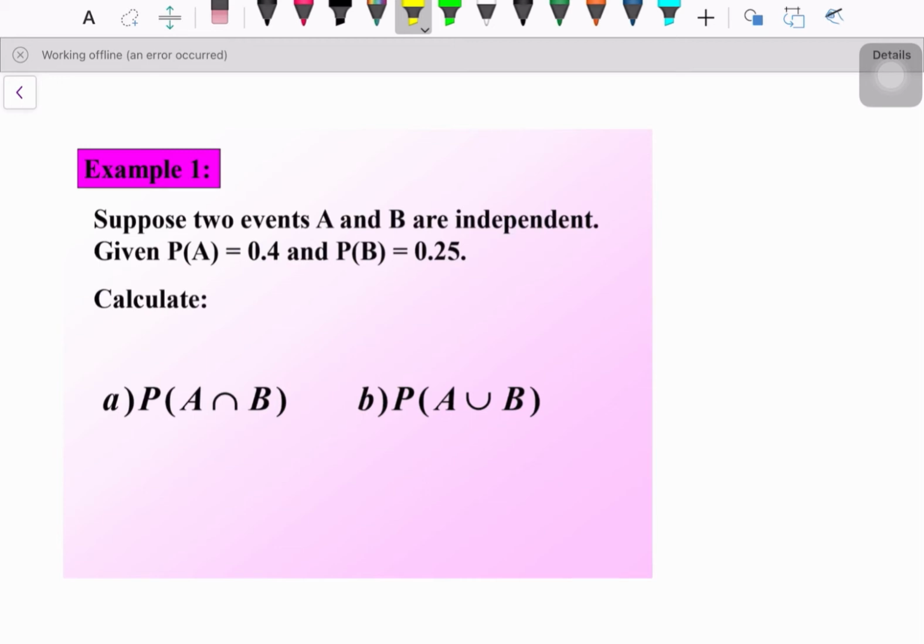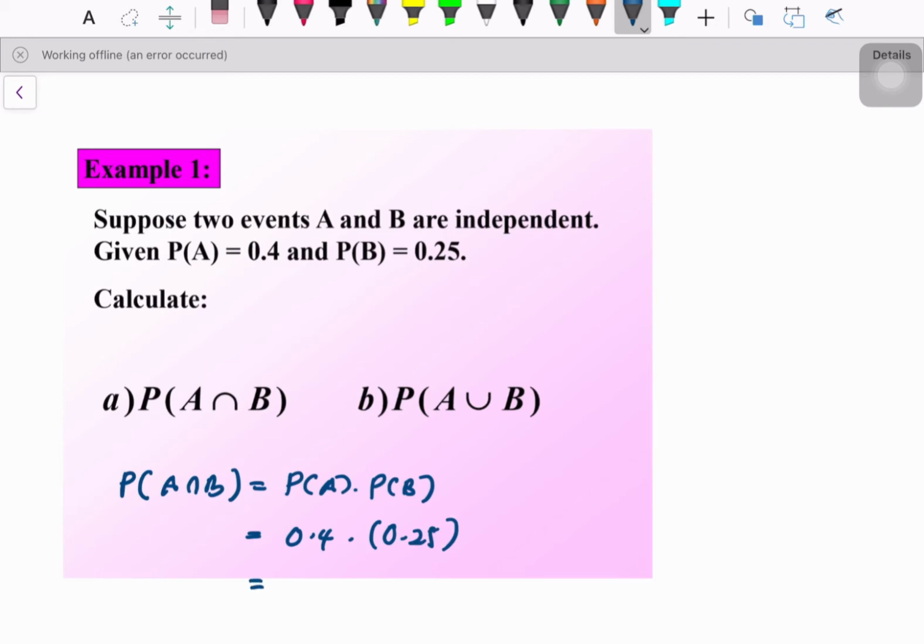Now we know that these two events are independent, so let's start by finding the probability of A intersect B. Since these two events are independent of each other, the probability of A intersect B is equivalent to the probability of A times the probability of B. Therefore this is equivalent to 0.4 multiplied with 0.25, which equals 0.1.